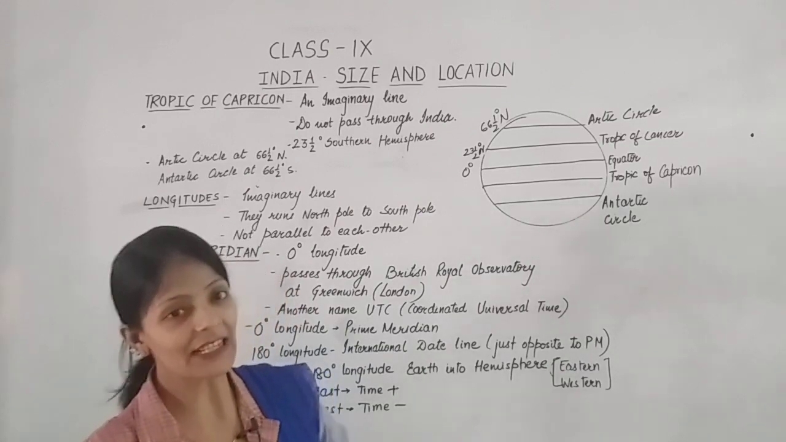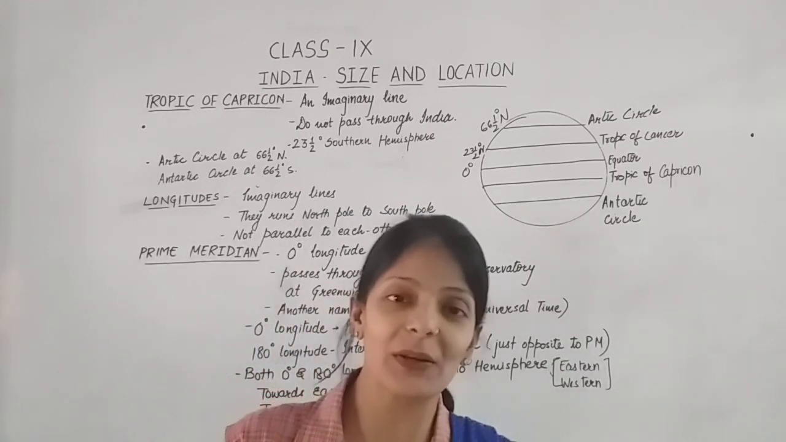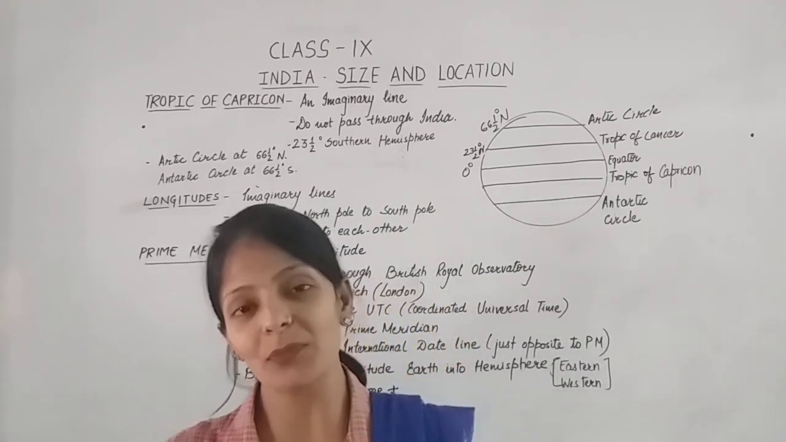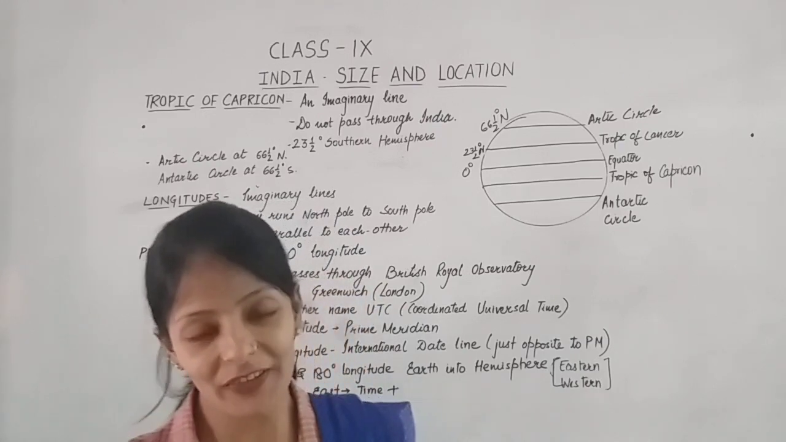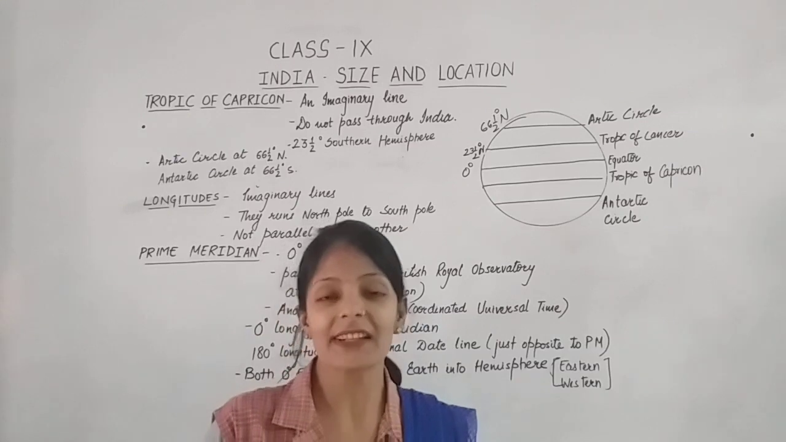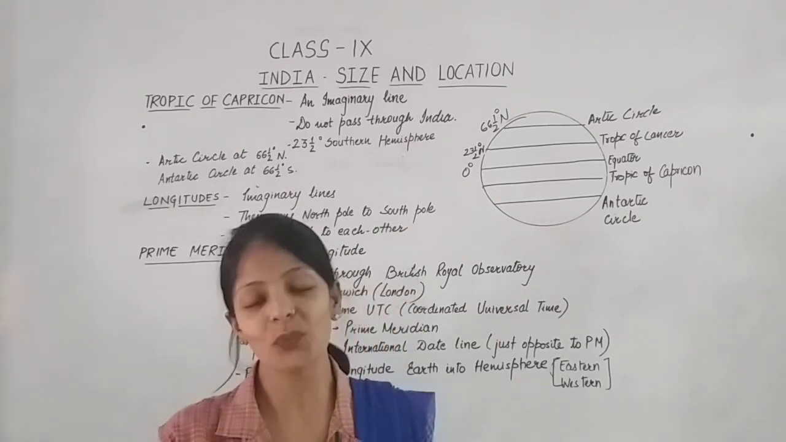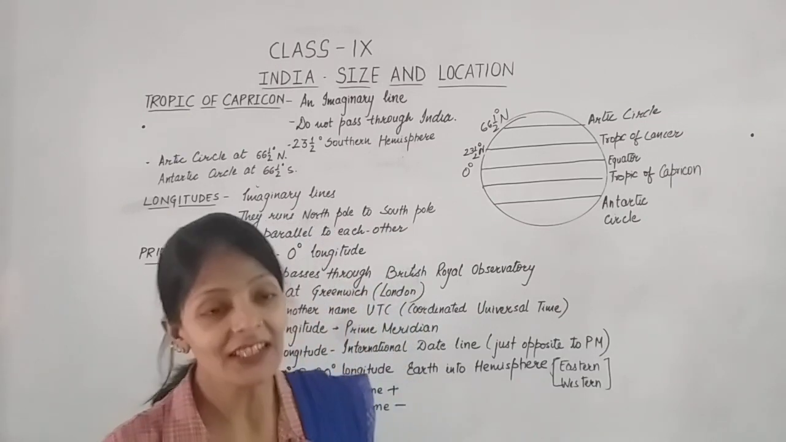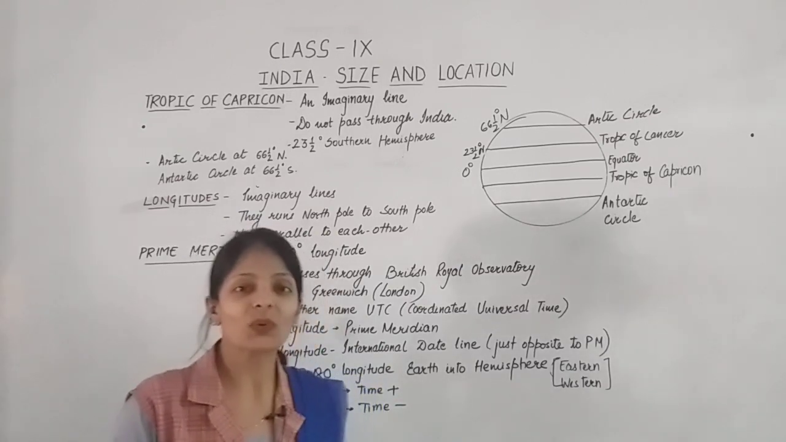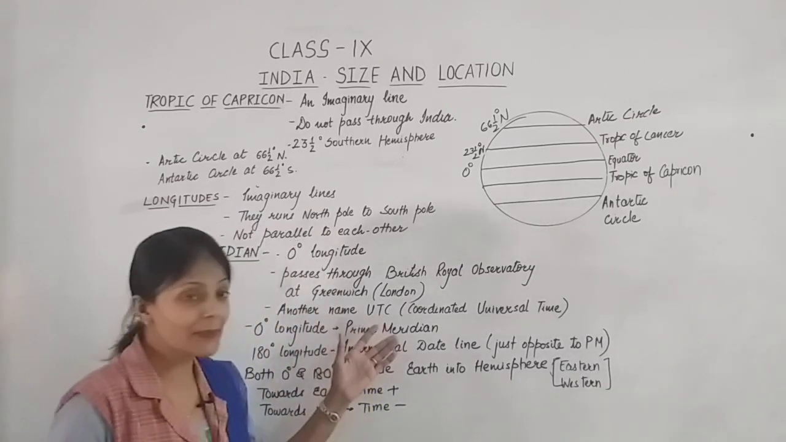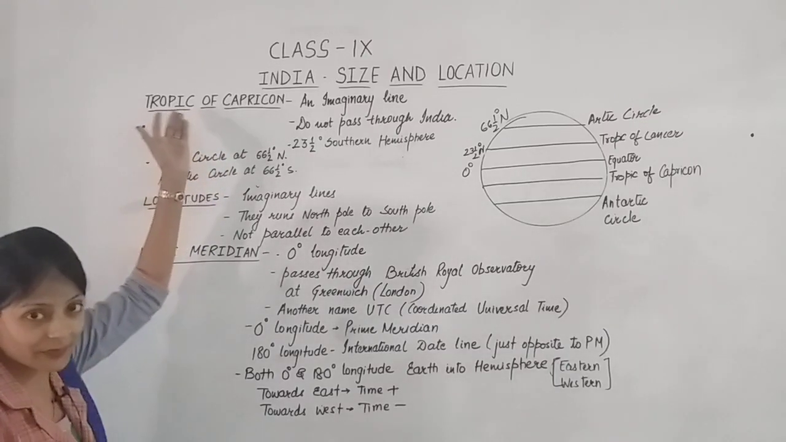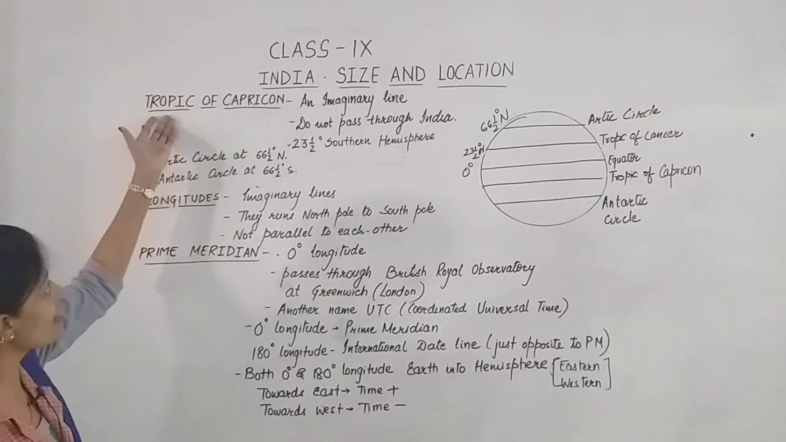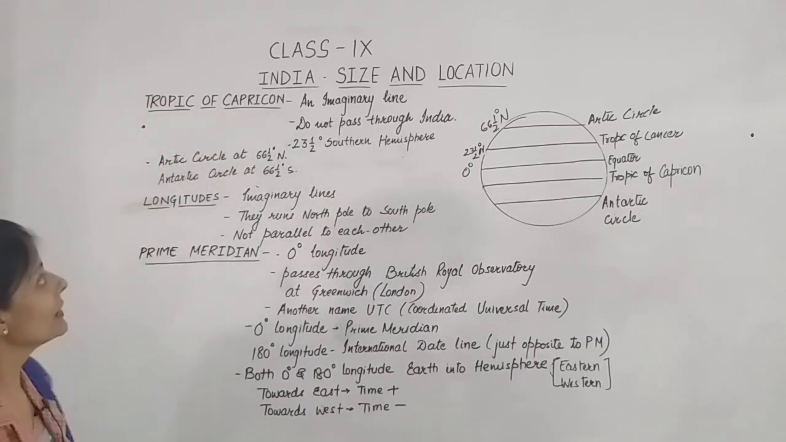In our previous class students, we have already discussed the latitudes. The most important latitudes are the equator, then we have read about the Tropic of Cancer. The equator divides the earth into two equal parts, whereas the Tropic of Cancer divides India into two equal parts. In this chapter, we have to study the third important latitude. The third important latitude is the Tropic of Capricorn.